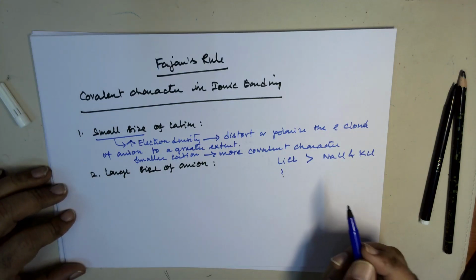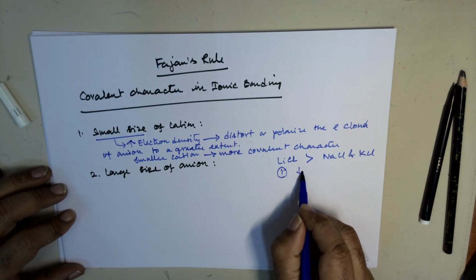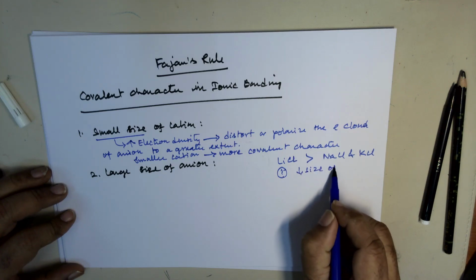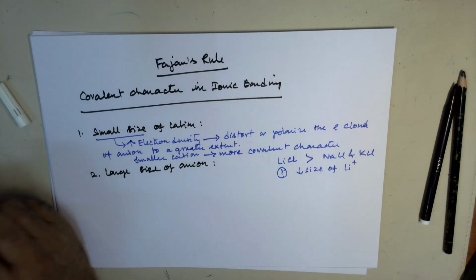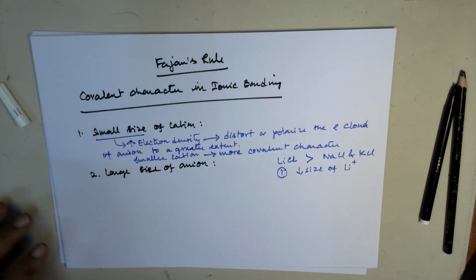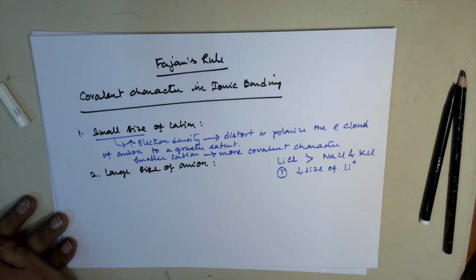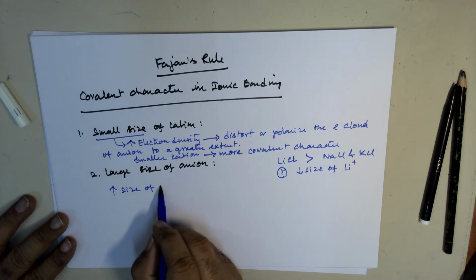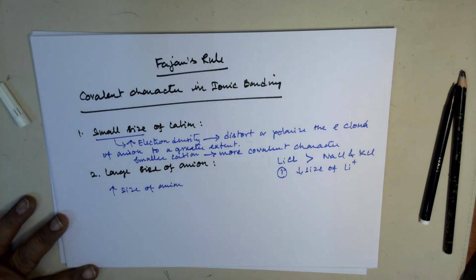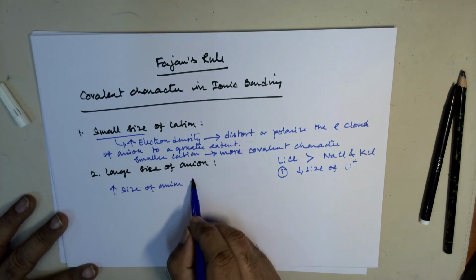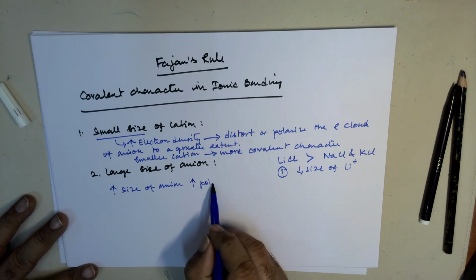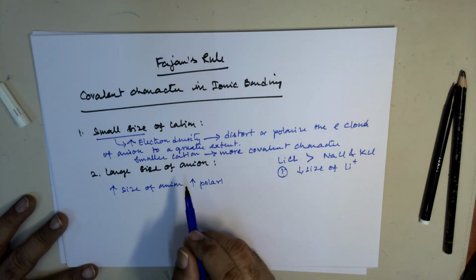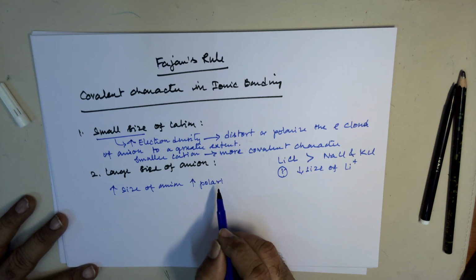Why? Because of the size of lithium cation compared to the size of sodium and potassium. Then, large size of anion. Larger the size of the anion, greater is the polarizability.